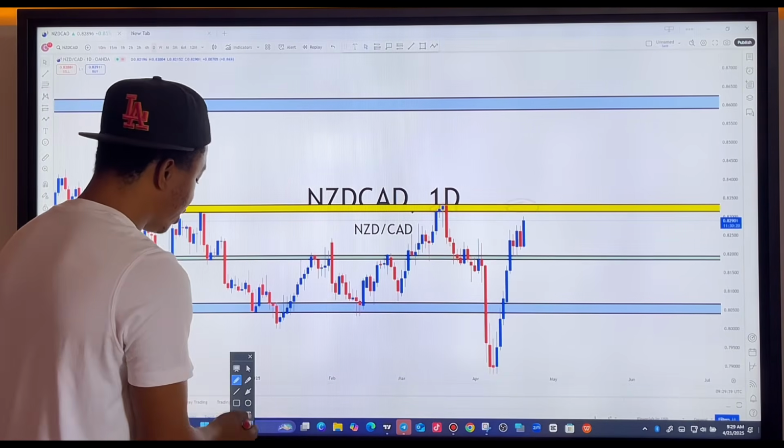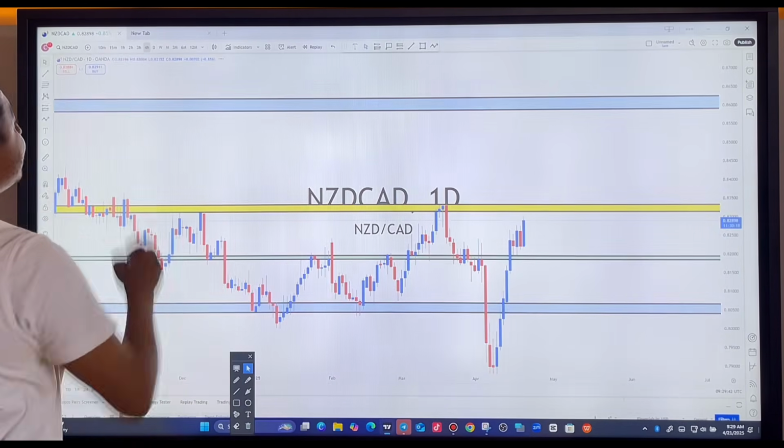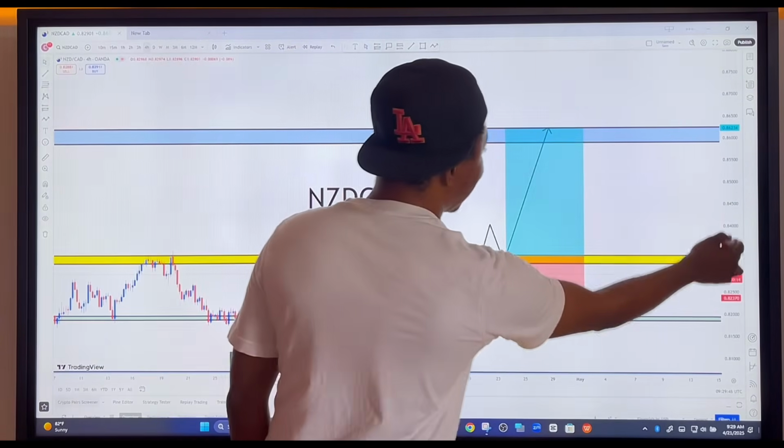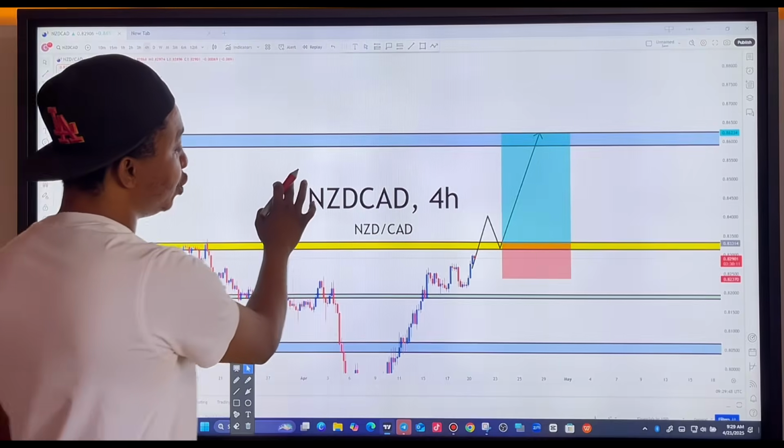The weekly. So let's take it all the way to a 4-hour time frame, and then also prepare for entry to the upside on NZD CAD. So NZD CAD, this is also going to be our entry all the way up there.